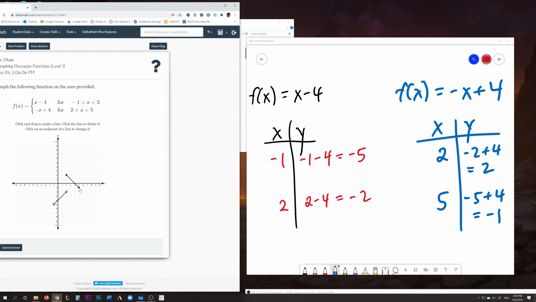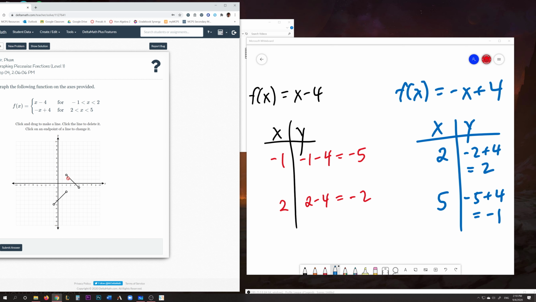If you mess up, I believe you can just click on the line to delete it and try it again. I believe, unfortunately, you can't drag the line, which is unfortunate. Let's double check. This is an open point because it's undefined there. So we need to click on the points to make it open. Let's just make sure this is correct.